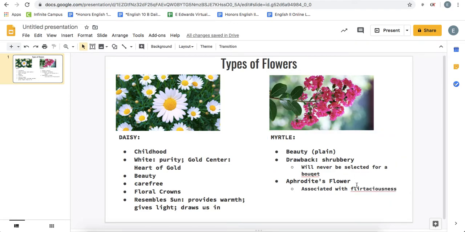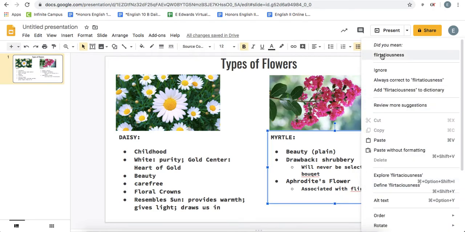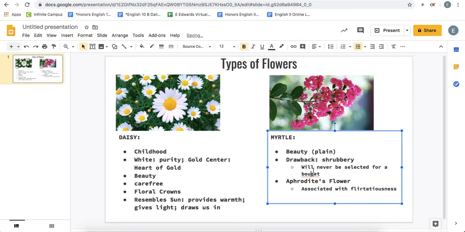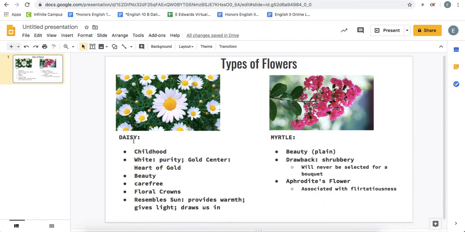So here's what you guys have to do. Well, goodness, I cannot spell today. You guys are going to be thinking about, is Daisy an appropriate flower for the character Daisy Buchanan? Which of these characteristics match up? Myrtle. Does Myrtle have any similarities with this type of flower? So you'll be thinking about how these different characters match the types of flowers.